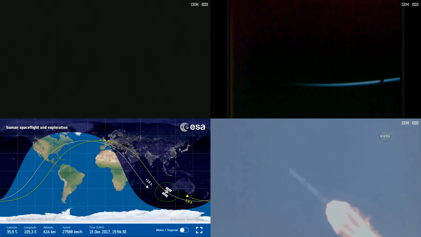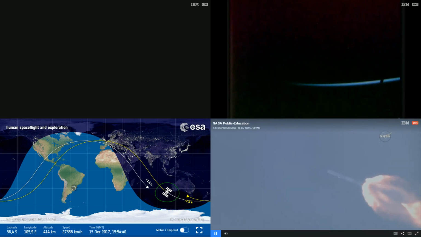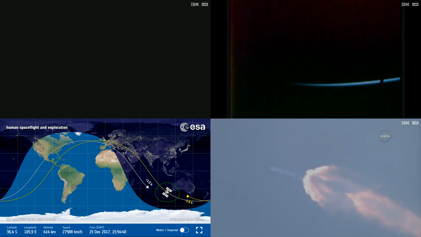I will later upload all the different viewpoints of this launch, as well as the post-launch news conference that NASA will hold after this. 1 minute, 50 seconds into the flight of Falcon, carrying Dragon toward the International Space Station.